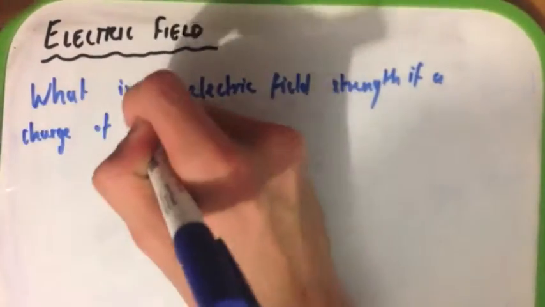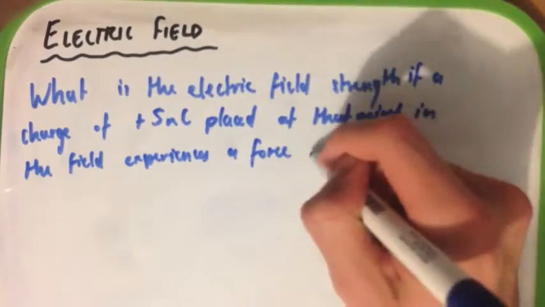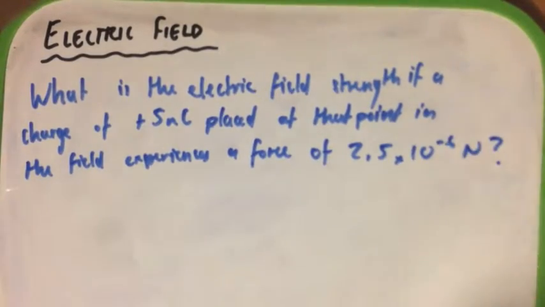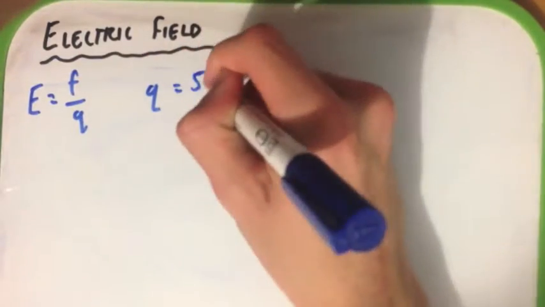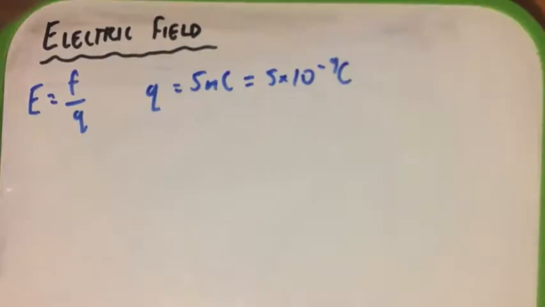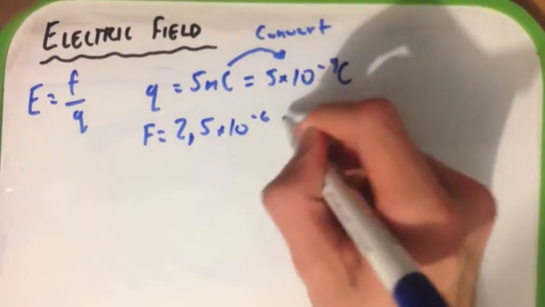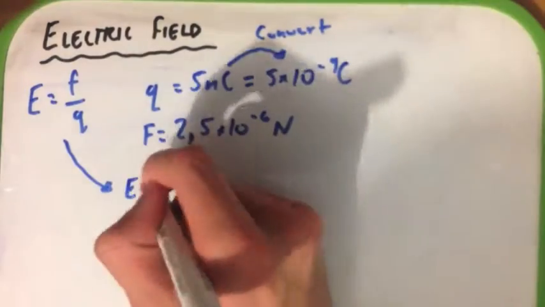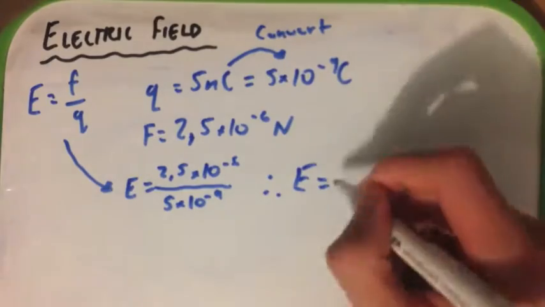Now for an example. What is the electric field strength if a charge of positive 5 nanocoulombs placed at that point in the field experiences a force of 2,5 times 10 to the power of negative 6 newtons? The equation you would use is E equals F over Q, and Q given in the question is 5 nanocoulombs. You convert this into coulombs, which is 5 times 10 to the power of negative 9 coulombs. The force given was 2,5 times 10 to the power of negative 6 newtons. So when you plug this into the equation and put it in a calculator, you should get 500 nanocoulombs.